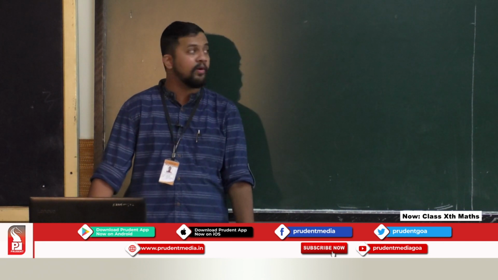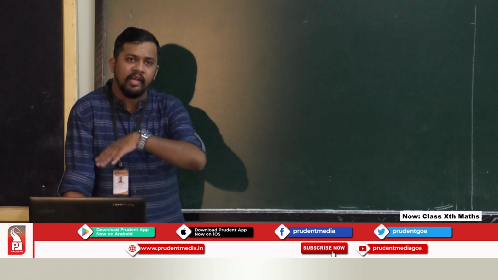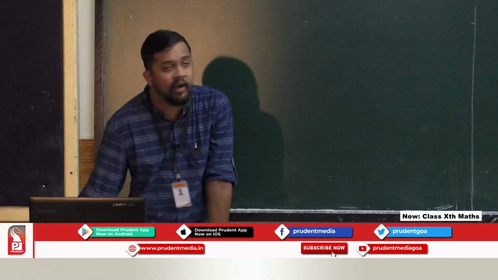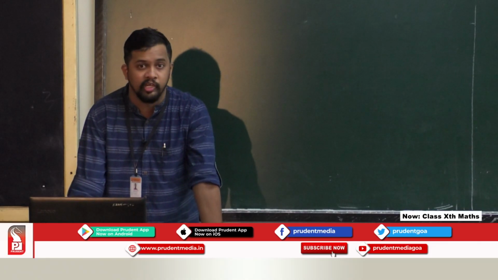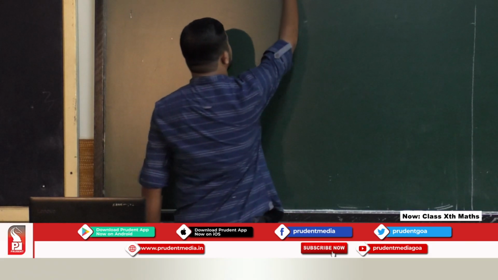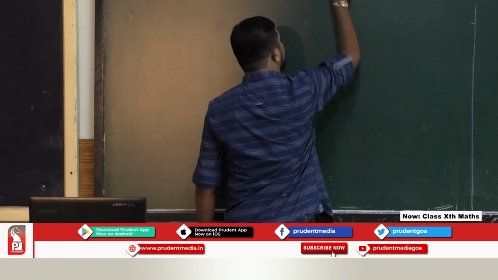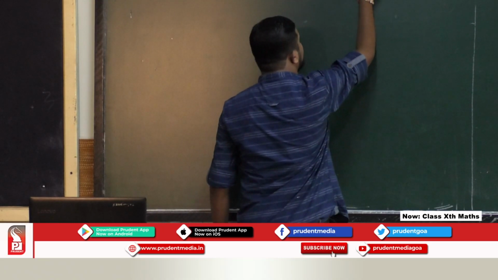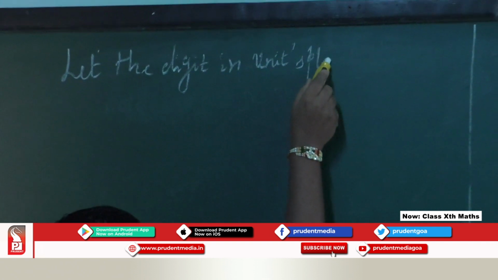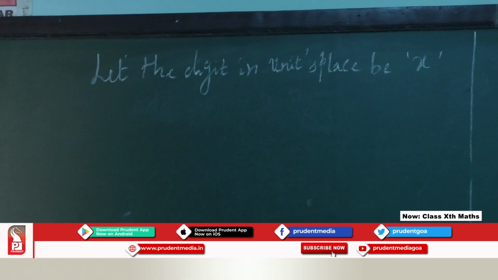So my first statement will be what? Let the digit in the unit place be x. You can take any letter. And second, tens place is greater by 5. So greater means positive, it is x plus 5. So let us write the statement first. Let the digit in unit place be x. Unit, ones place, same.